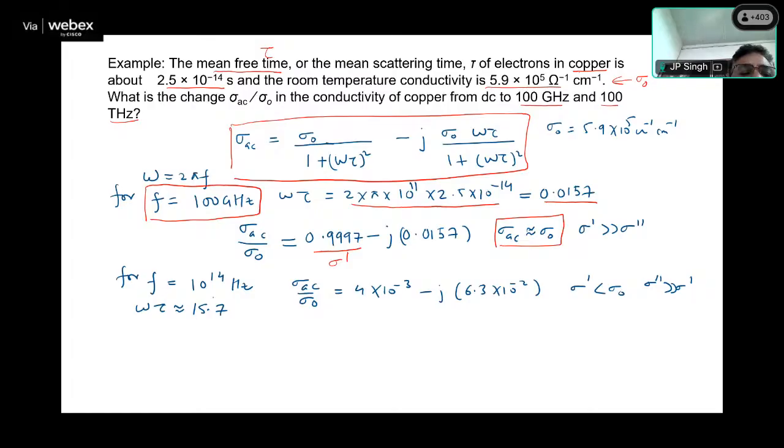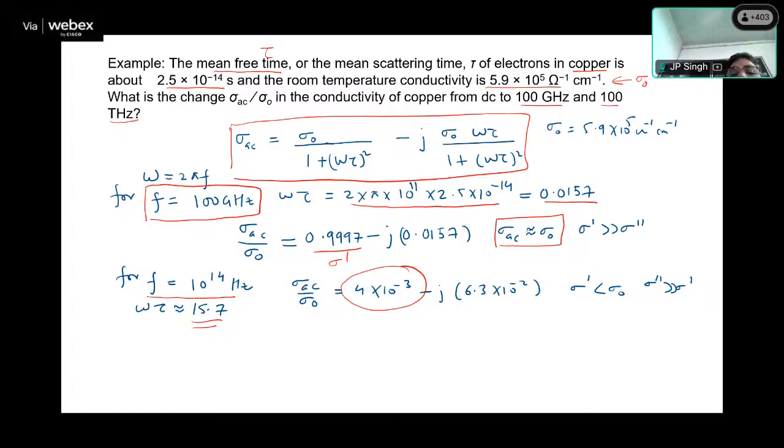100 terahertz means something like 10 raised to power 14 hertz. If I use that and put the omega tau in, this time we get 15.7. If I use that value, this function comes out such that my AC conductivity now becomes much smaller than the DC conductivity.